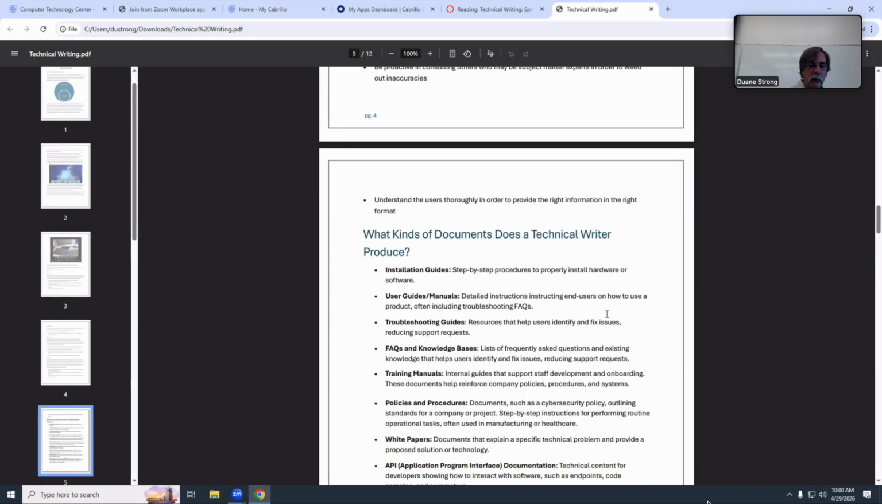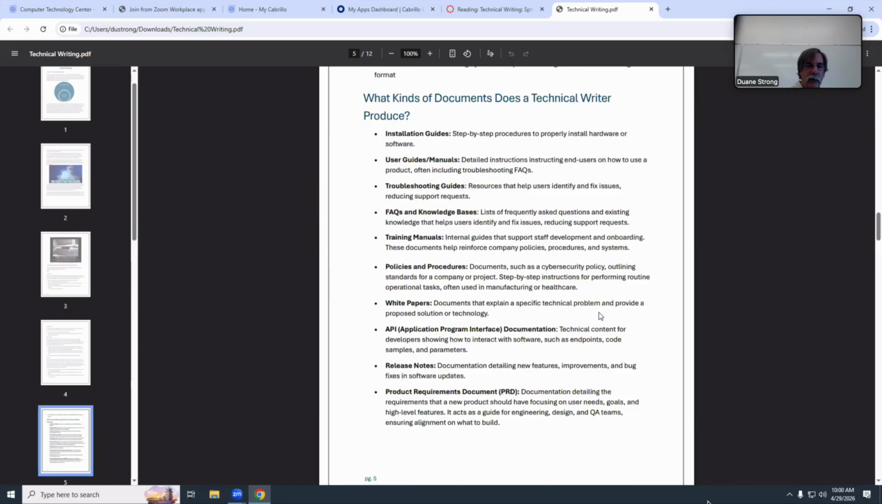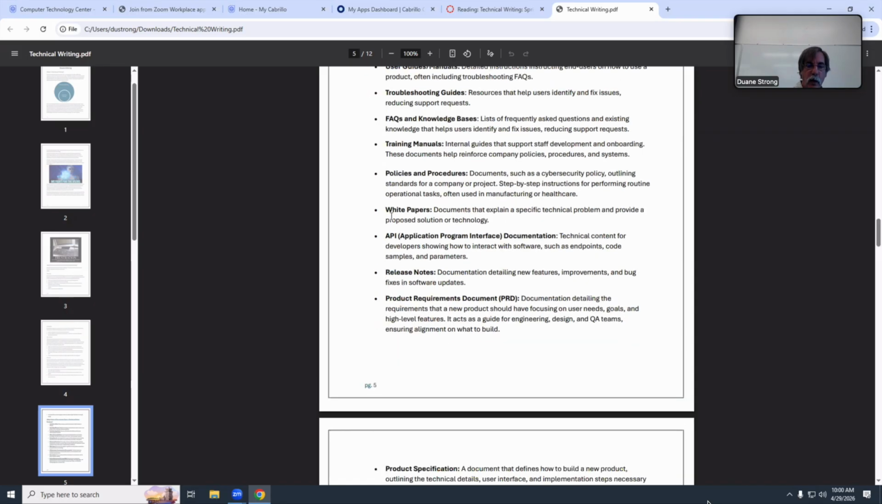Okay, so what kind of documents does a technical writer produce? All kinds of things. I'm sure we've all had experience reading these things. Things like installation guides, user guides, troubleshooting guides, frequently asked questions, knowledge bases, training manuals, policies, procedures, white papers.